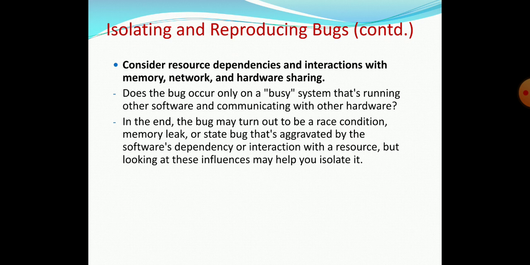And then consider resource dependencies and interactions with memory, network, and hardware sharing. Does the bug occur only in a busy system that is running other software and communicating with other hardware? In the end, the bug may turn out to be a race condition, memory leak, or state bug that is aggravated by the software's dependency or interaction with a resource. But looking at these influences may help you isolate it.